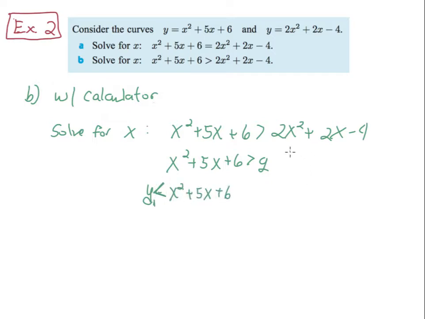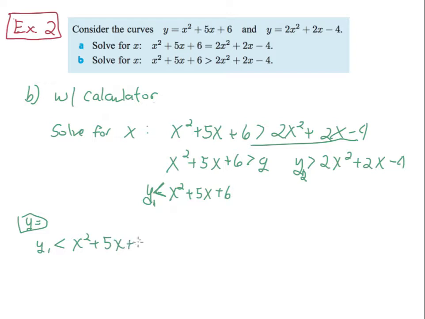And I'm going to make that my y1 when I'm doing my calculator. And now here, I'm going to have y is greater than 2x squared plus 2x minus 4. So it's the opposite of what we did when we solved it. We're splitting it up. Now I'm going to use the inequality notation in my y equals function. So in y1, I'm going to have the less than, x squared plus 5x plus 6. The less than button looks like a little downward arrow. And I'm going to do the greater than button. On the greater than button in your calculator, it looks like a little slanted arrow going up. So let's look at our calculators.